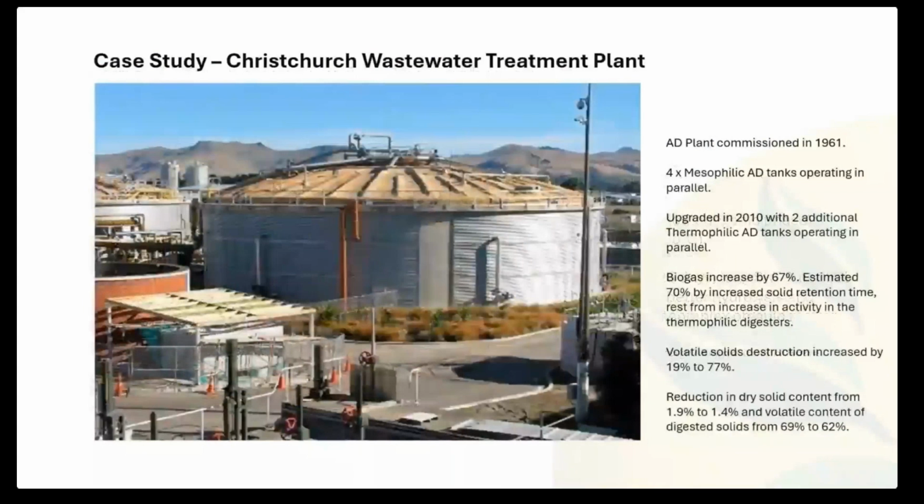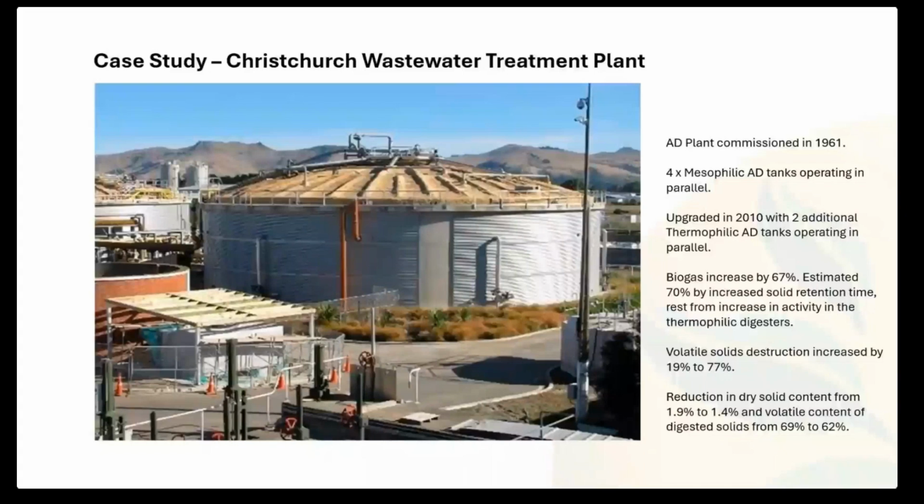So the original digester plant, commissioned in 1961, had 4 mesophilic reactor tanks, and my team was then appointed in 2010 to design the commissioning and startup of the thermophilic stage using mesophilic bacteria as seed sludge. And I'll bring you an example in this case study of how that can be done.